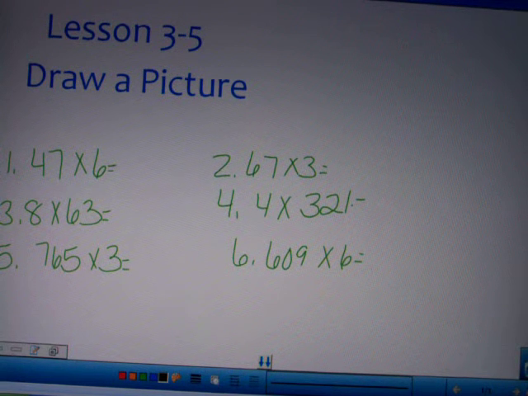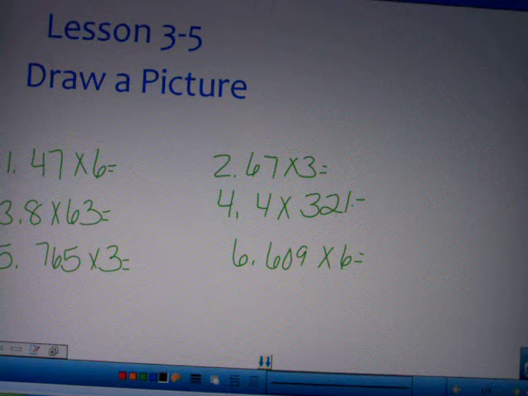This begins Chapter 3, Lesson 5, dealing with the draw a picture strategy for problem solving. But before we get into that, I would like for you to pause the video, take time to solve these 6 problems, and see how much you remember from yesterday's lesson. Remember, if you pause the video and solve it, you're going to get more out of it than if you just wait for me to tell you the answers.